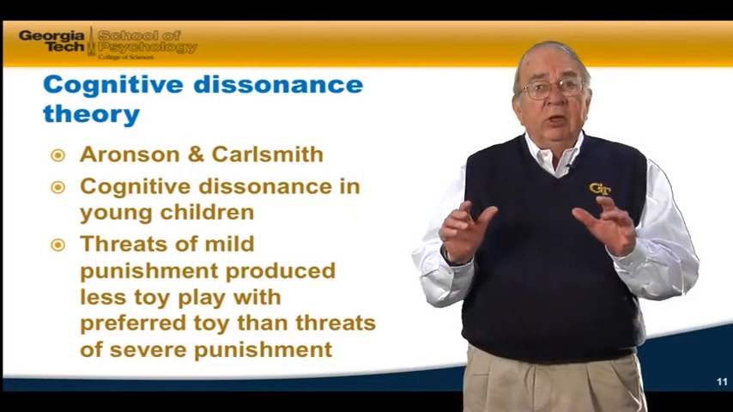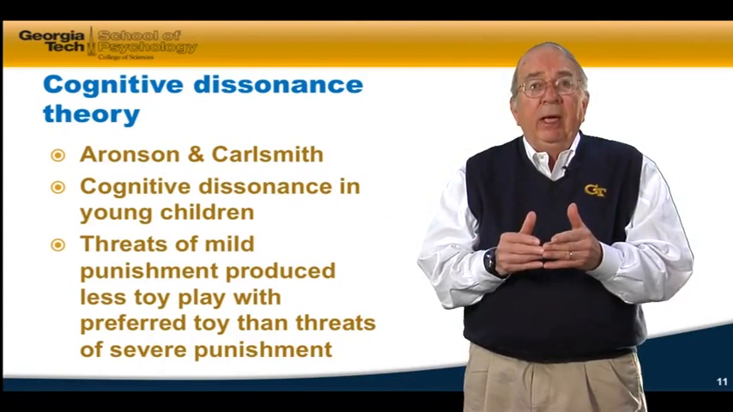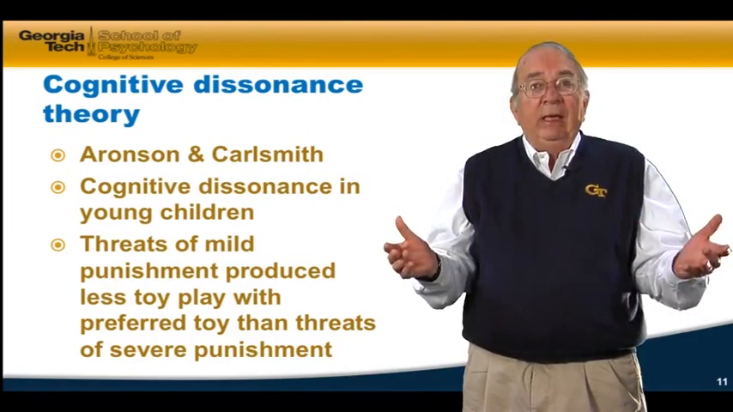So Festinger believed that when you have cognitive dissonance, you're driven to reduce that dissonance in any way you can by changing your views or changing the situation. And then if you do that, if you reduce the cognitive dissonance, you have cognitive consistency.